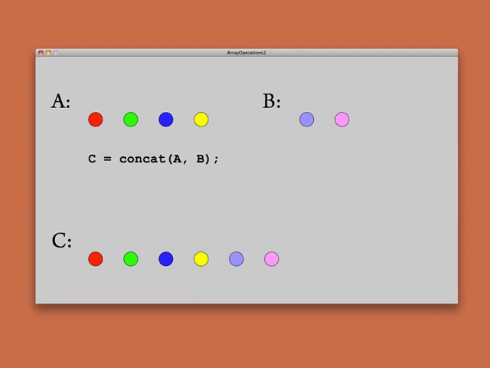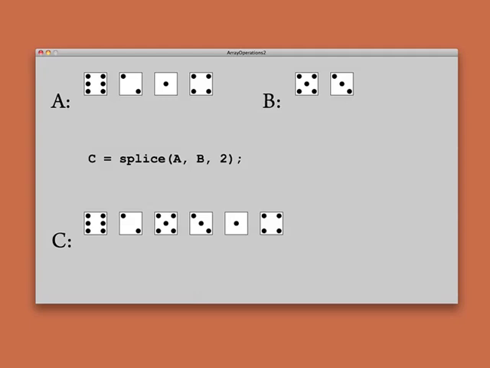The next operation is splice. And this is kind of an interesting one. In the overview, I mentioned that this is like taking some pages of a book and sticking them into another book. Splice takes 3 arguments. The first 2 are the arrays that you want to use, and the 3rd argument tells processing where to put the 2nd array. So here, the 3rd argument is 2.